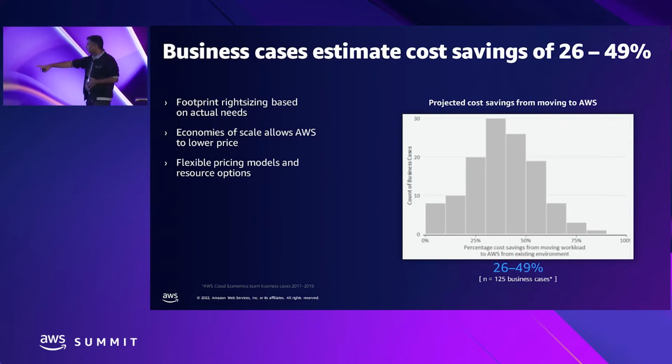Based on these 125 customer business cases, an estimate has been derived which says that cost saving ranges between 26 to 49%. And all of you may be asking, how is it that the cost of running an application on AWS Cloud is less? How do we achieve that? There are various mechanisms which AWS Cloud provides to the customer that will help them reduce the cost of running their applications on AWS Cloud.